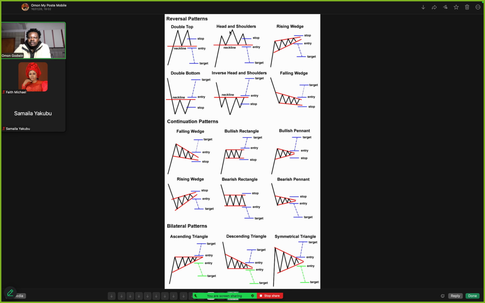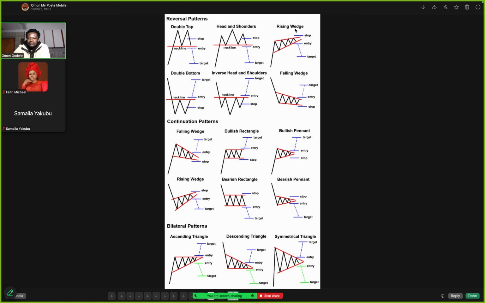So here we have a head and shoulders. Head and shoulders simply means that we have the head here, then we have the two shoulders here, just like a human being with a head and two shoulders. This means you are looking for a sell down. You create the first shoulder, the second shoulder, the head here, then the market will sell down.